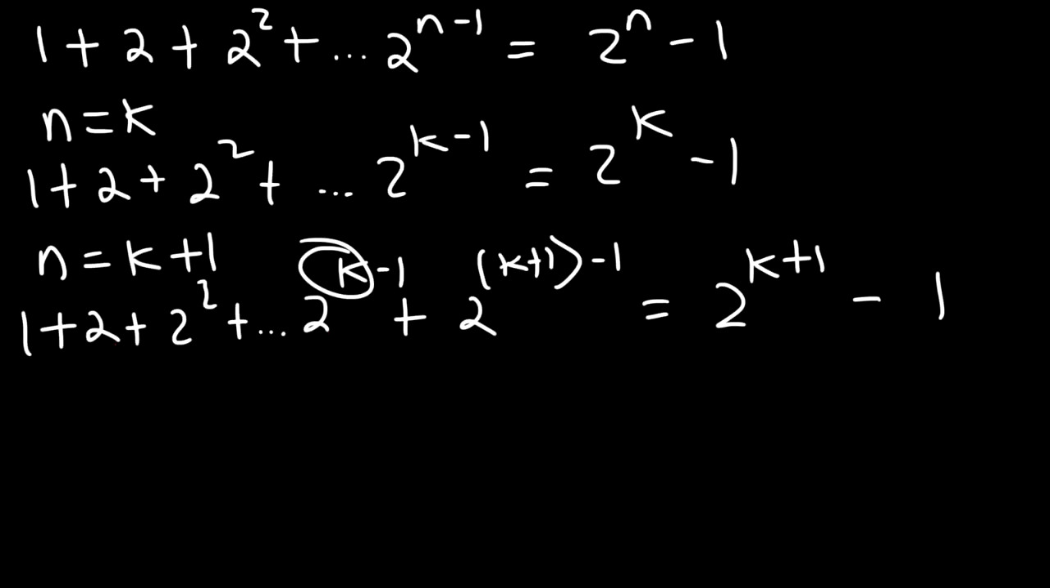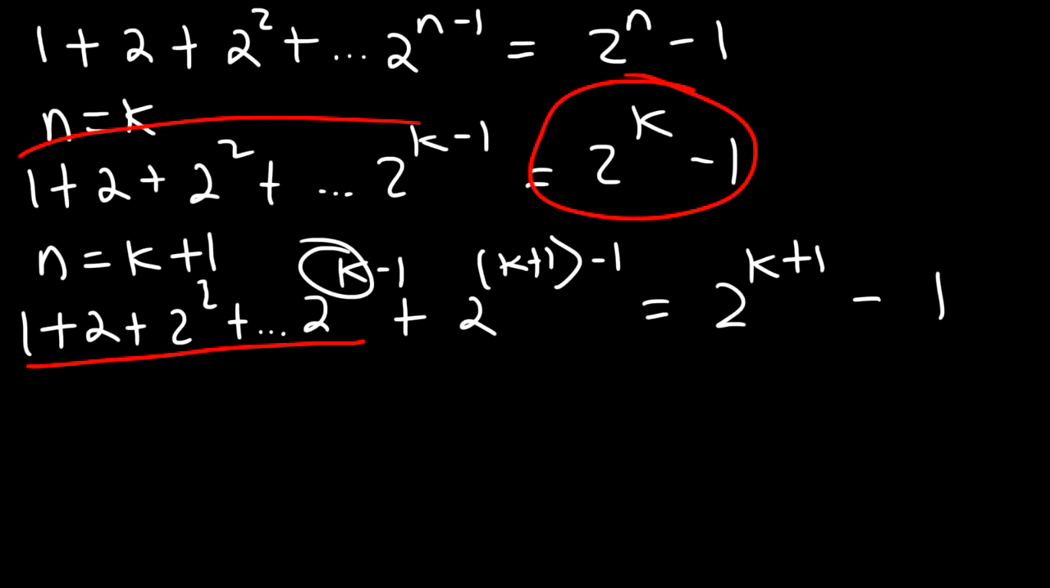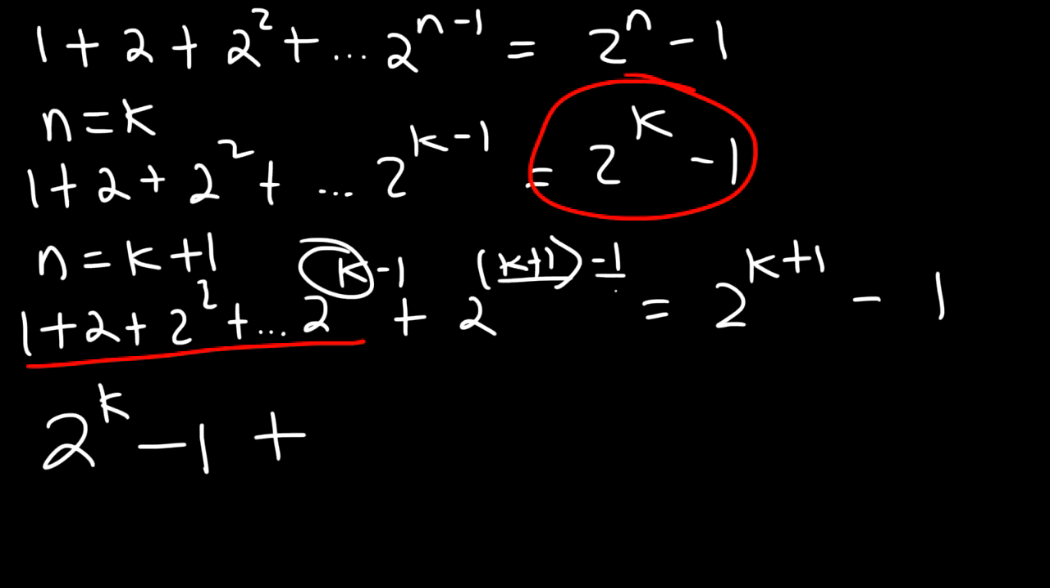The first thing we need to do is replace this expression with 2 raised to the k minus 1 because they're equal to each other. So we're going to have 2 raised to the k minus 1 plus 2 to the k plus 1 minus 1. The 1's cancel. 1 minus 1 is 0, so that becomes 2 raised to the k power.